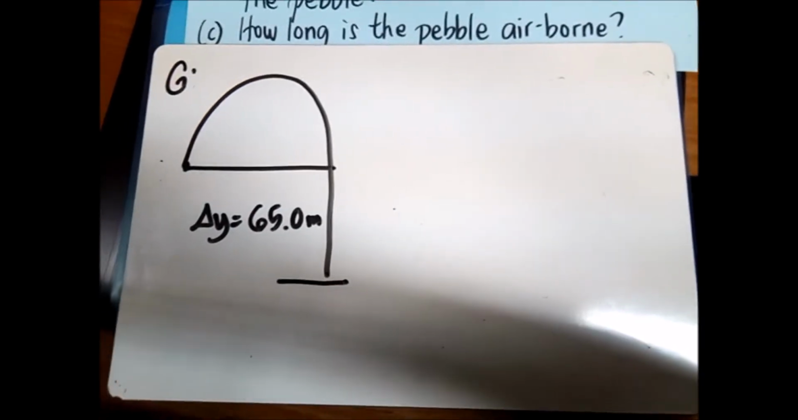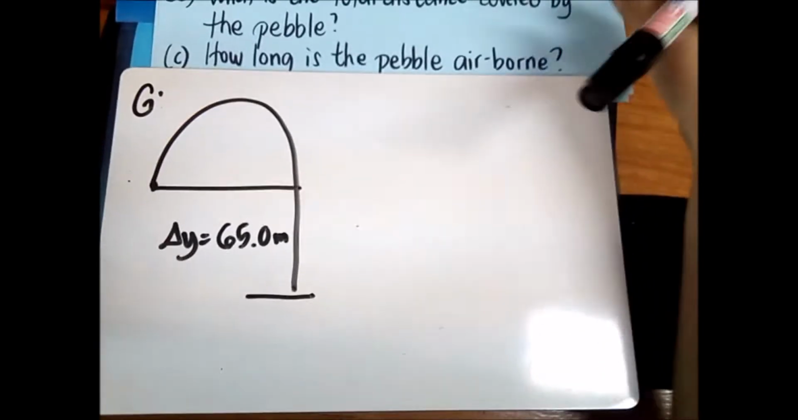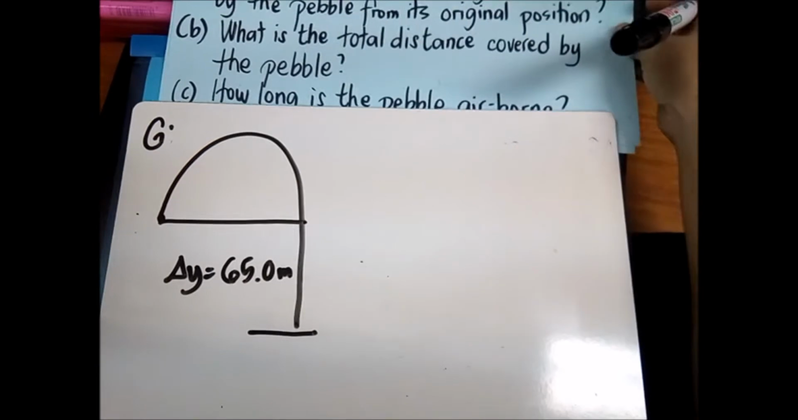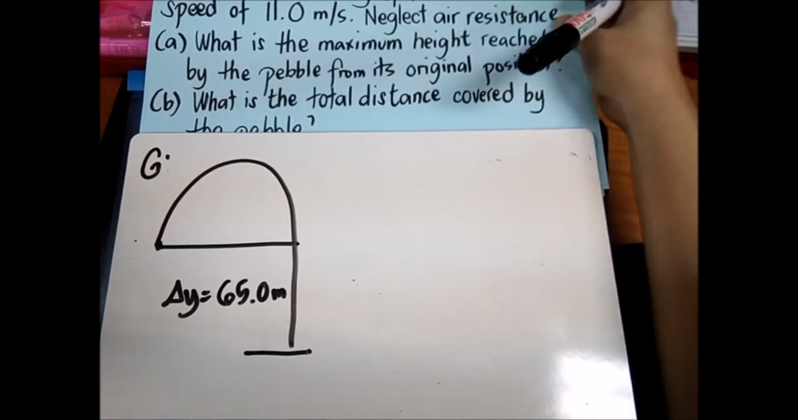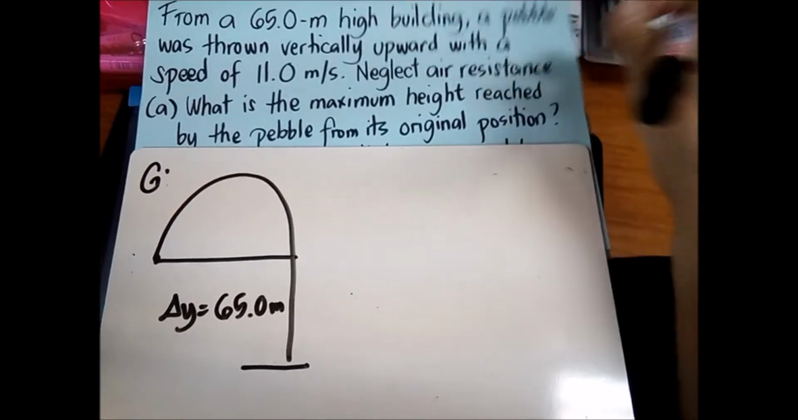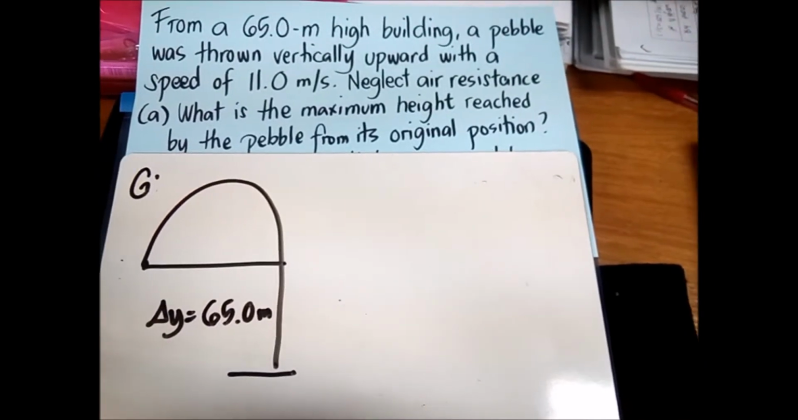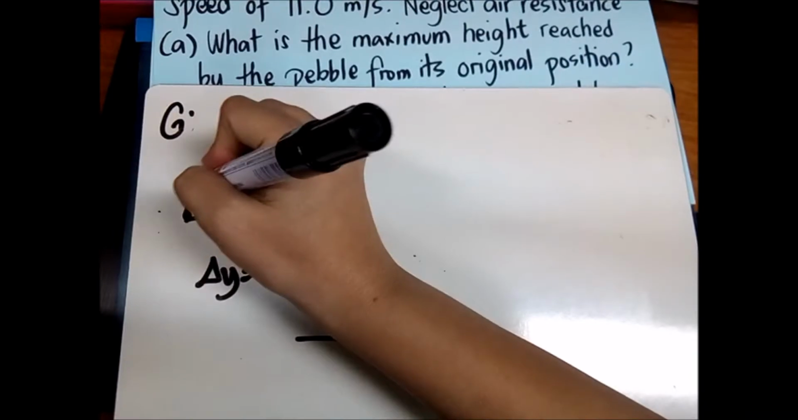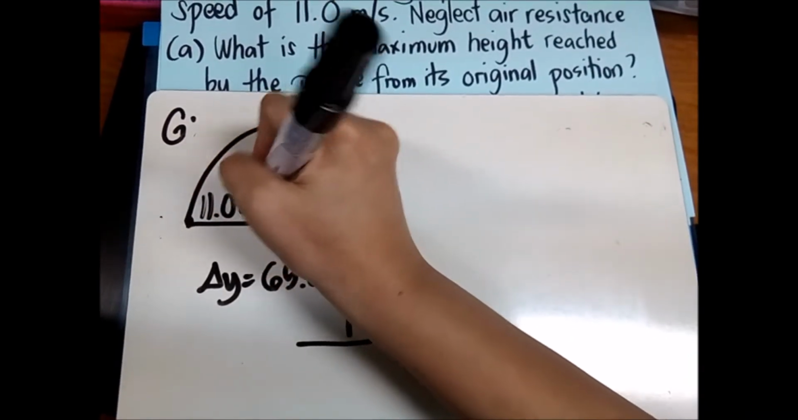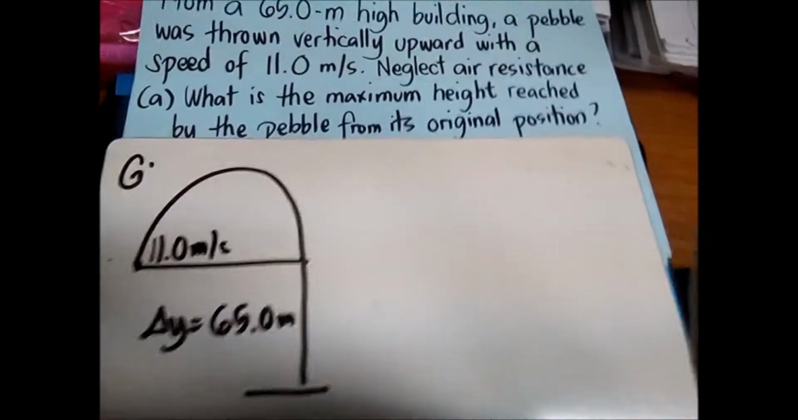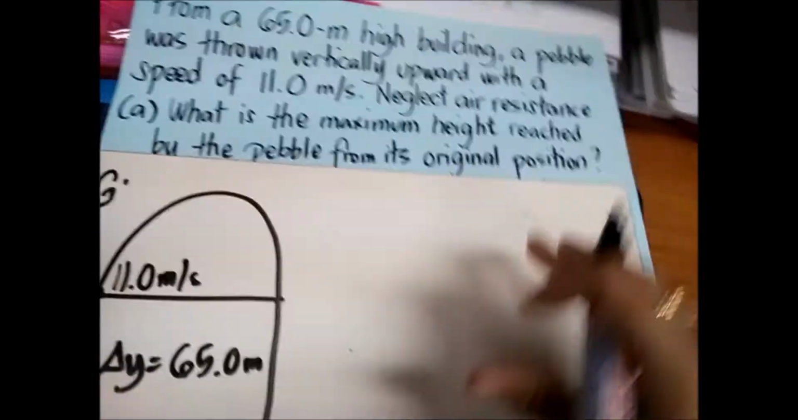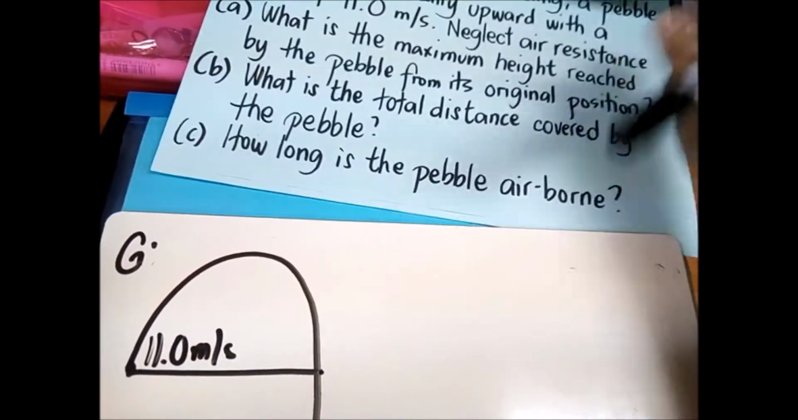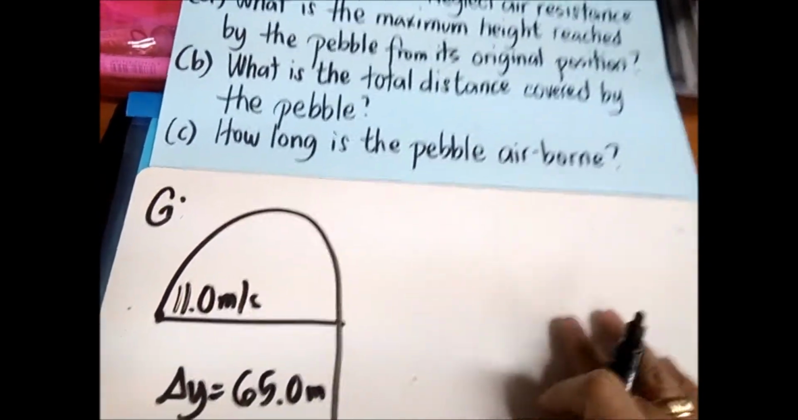This is the continuation of the previous problem on pebble. So let's write again our given. So you have a building which is 65-meter high and a pebble which has an initial velocity of 11.0 meters per second. Okay, now from the concept that we have discussed in class, we have to identify some given which is not mentioned in the problem.